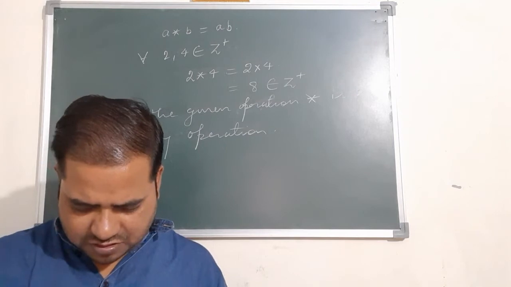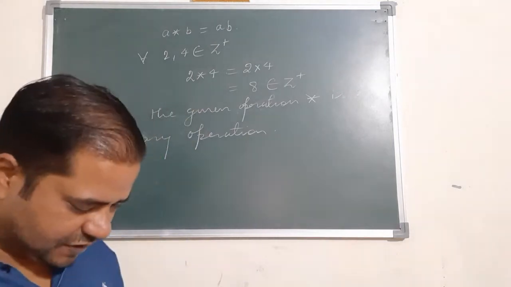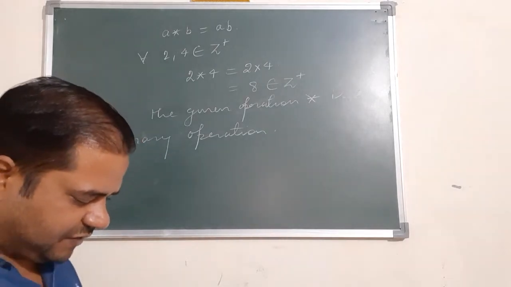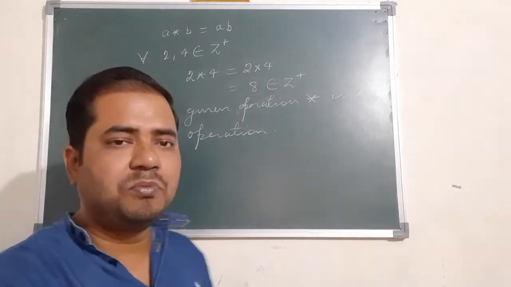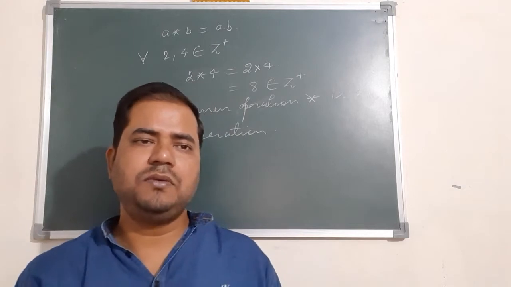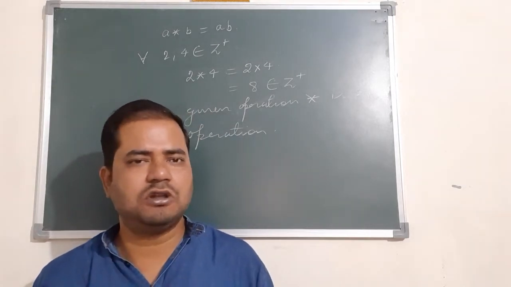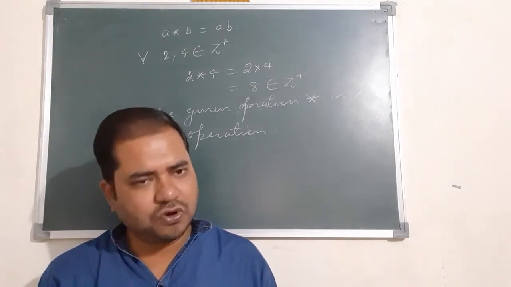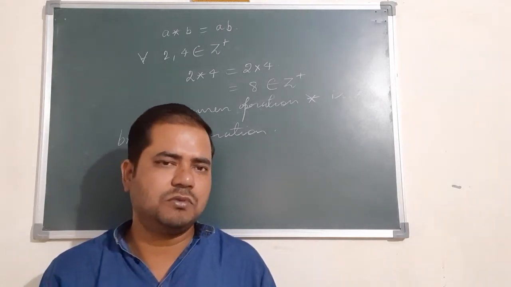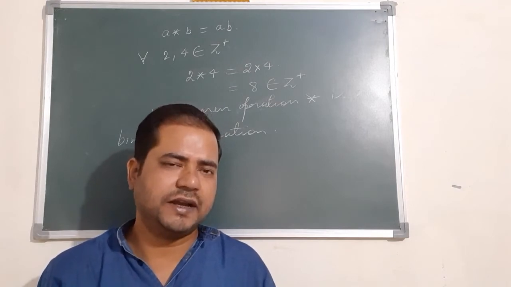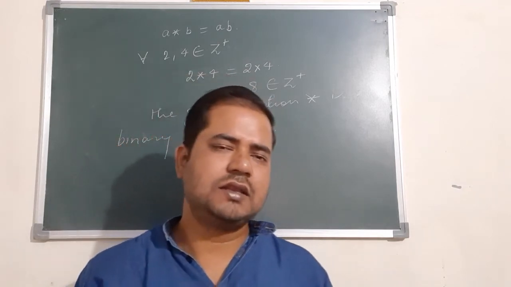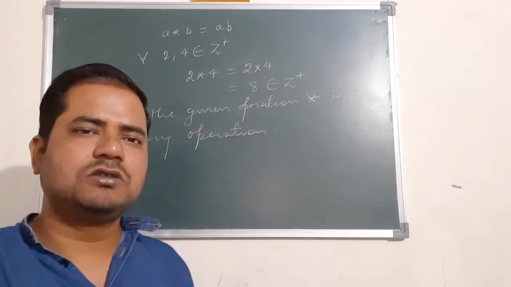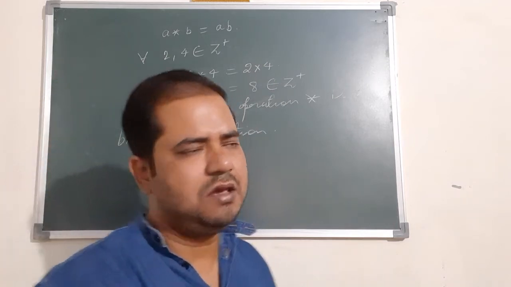Similarly, if we talk about the fourth question, first and second I had already done. Now the fourth one, on Z plus define A star B is equal to mod of A minus B. So mod of A minus B is always positive. If we take 2 star 4, then mod of 2 minus 4 is mod of minus 2, and this is positive 2. So positive 2 belongs to Z plus, hence this is a binary operation.